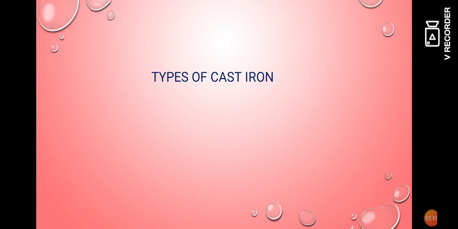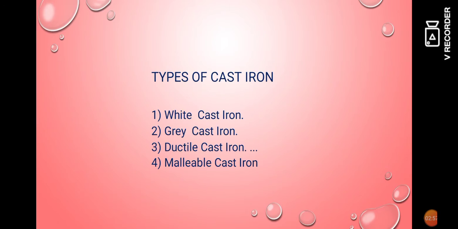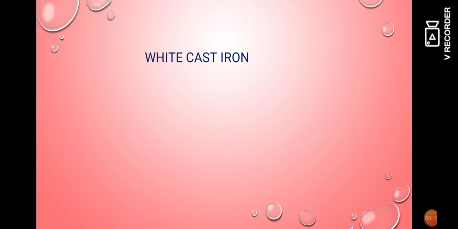Now let us see the types of cast iron. In general, there are 4 different types of cast iron. The first one is white cast iron, second one is grey cast iron, third one is ductile cast iron, and the fourth one is malleable cast iron. Let us see the first one, white cast iron.